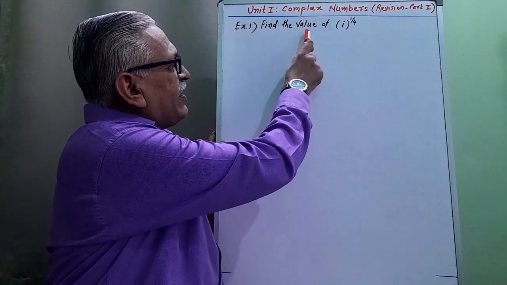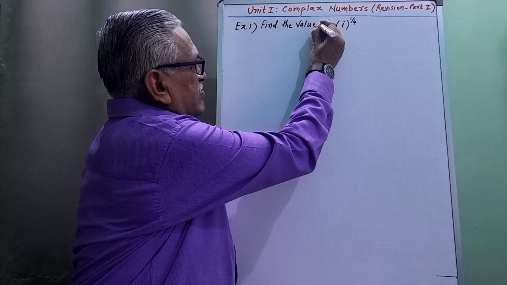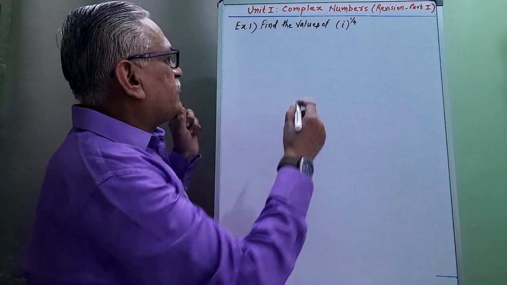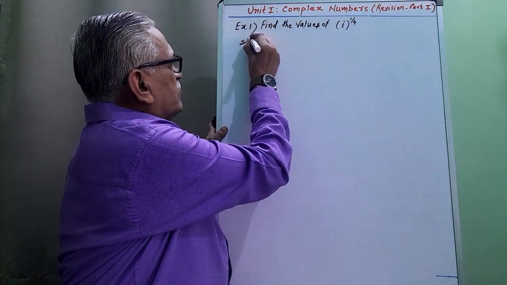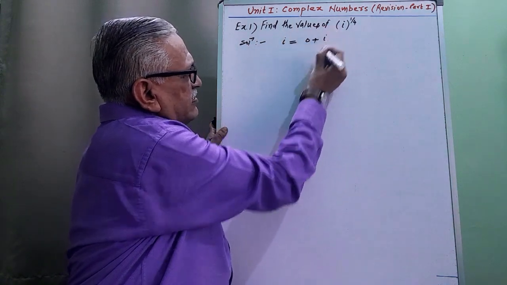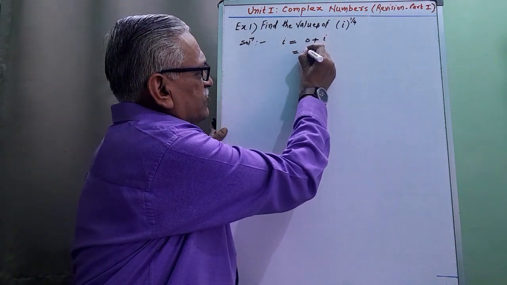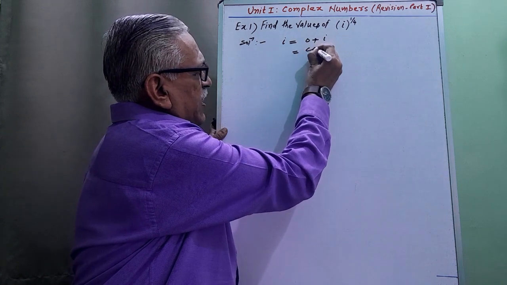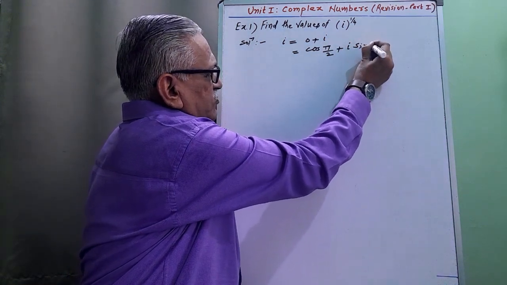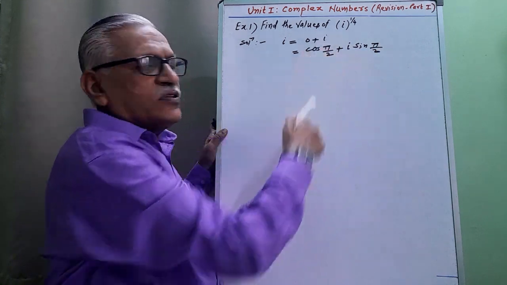First example, find the values of i raised to 1 by 4. To determine its value, the given i we can write down as 0 plus i. Converting in terms of polar form, we have cos pi by 2 plus i times sin pi by 2. Cos pi by 2 is 0 and sin pi by 2 is 1, 1 into i, we get i.